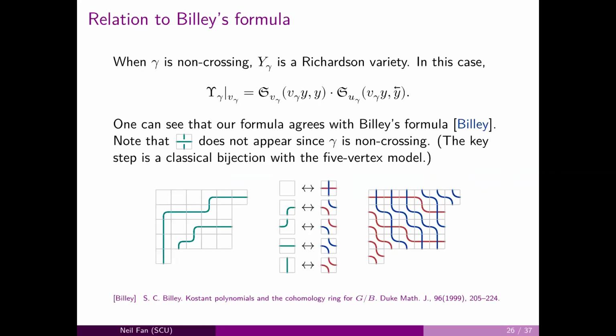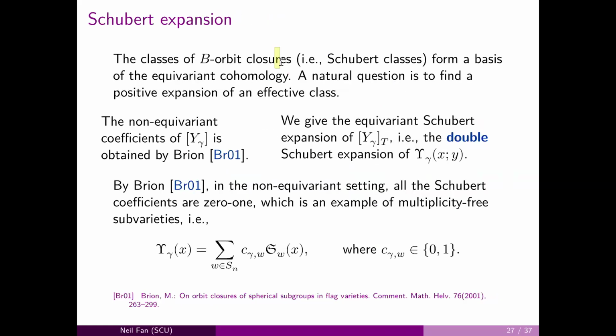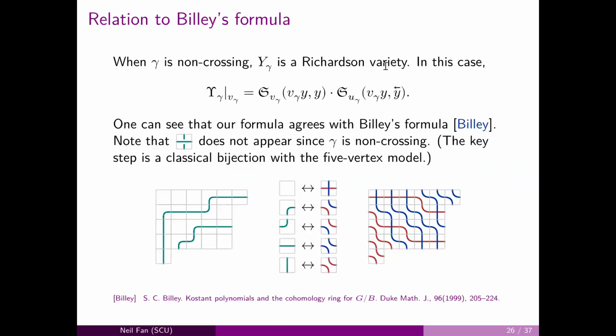It's natural to ask what the relation is between our localization formula and the famous bumpless pipe dream localization formula. When gamma is non-crossing, the orbit closure Y gamma is a Richardson variety. In this case, the Klein polynomial is just the product of two Schubert polynomials, and after localization we obtain this product. And this agrees with the bumpless formula.